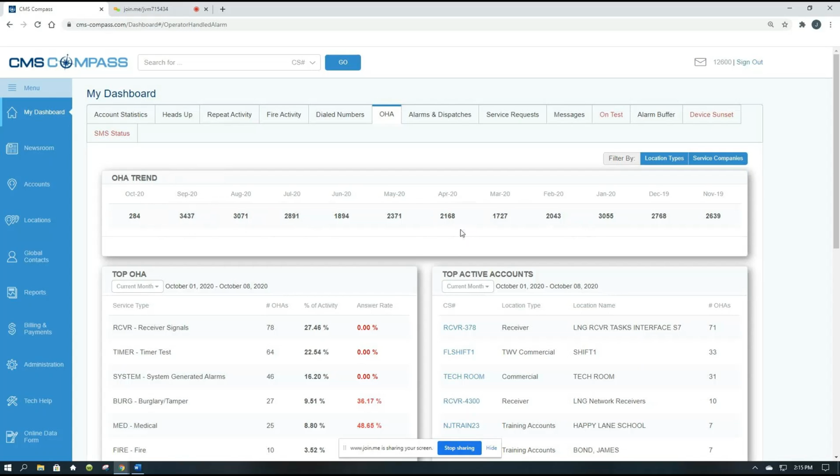Well, yeah, I can see a trend right now. In June, we were pretty low, right? 1894. Maybe because people weren't working at that time, they're stay-at-homes, whatever, so people weren't setting their alarms off. But now all of a sudden it opened back up.